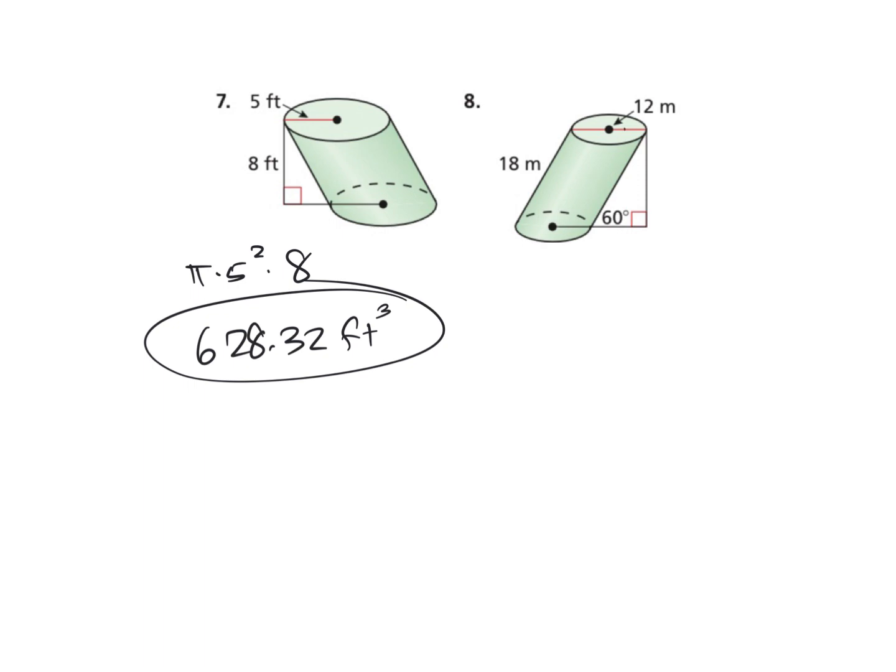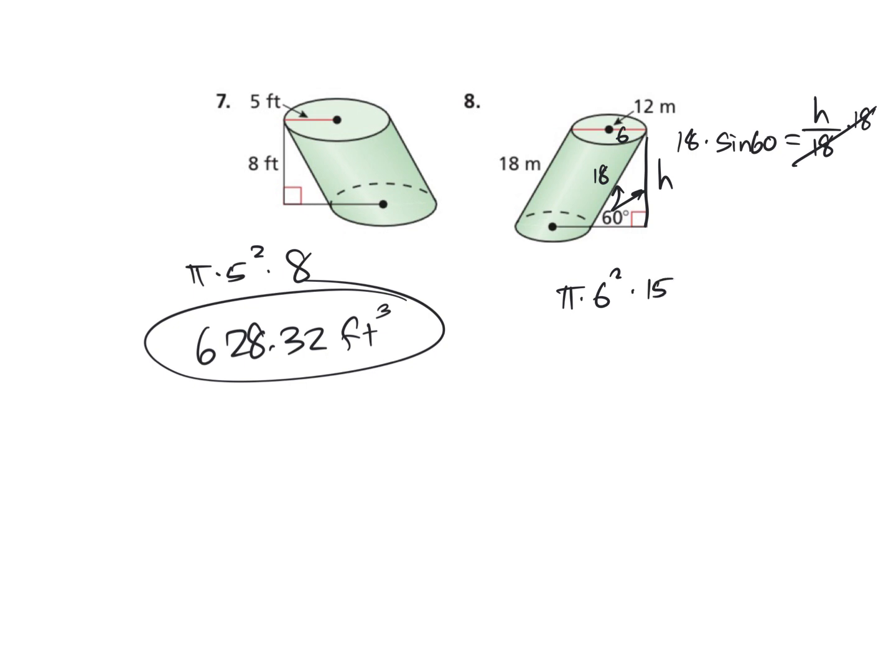Same thing on number 8. The radius is 6, so pi times the radius squared times the height. Now the height's not 18, so we've got to get this height here. The hypotenuse of this right triangle is 18, so we can use the opposite leg and the hypotenuse. That's sine for SOHCAHTOA. So the sine of 60 is equal to the opposite leg over the hypotenuse. So multiply by 18.